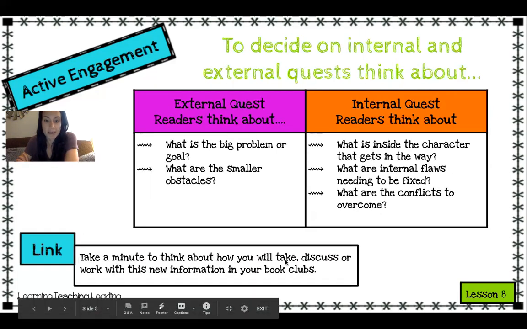And take a minute to think about how you will discuss, or work with this new information in your book clubs, which obviously we're not in book clubs right now, but this is something to think about because this is what you're going to be focusing on today.